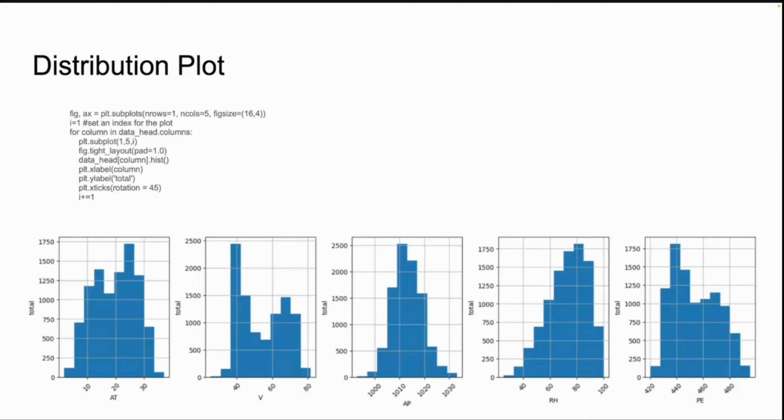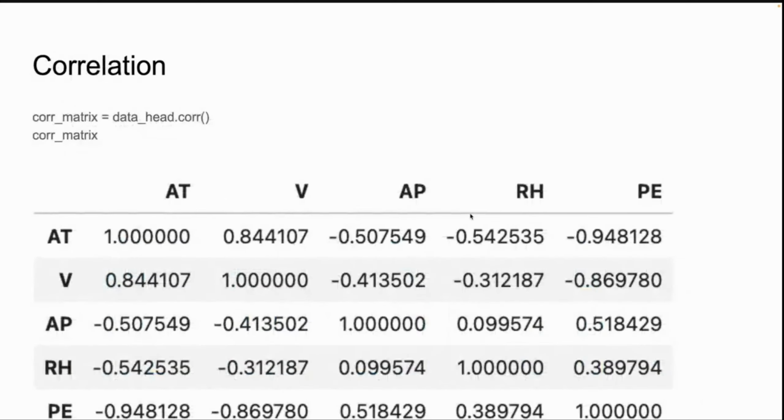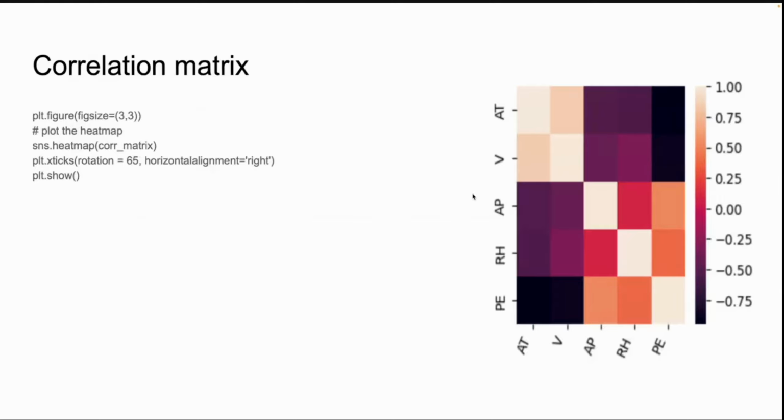I further did some more analysis. I did a distribution plot, and this is what I see. It is represented here in the form of a graph. Going further, I did a correlation matrix, and here this table denotes the information that I got, and I further generated a heat map out of this.